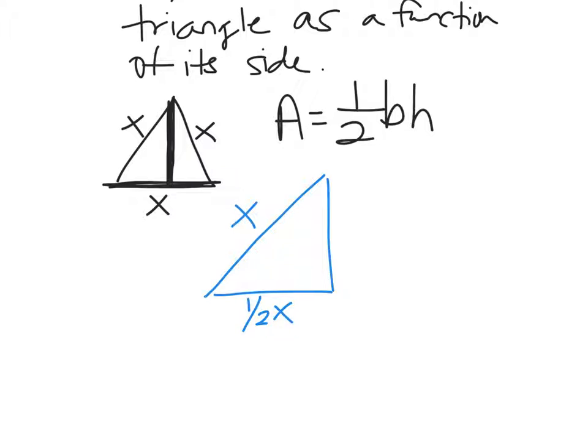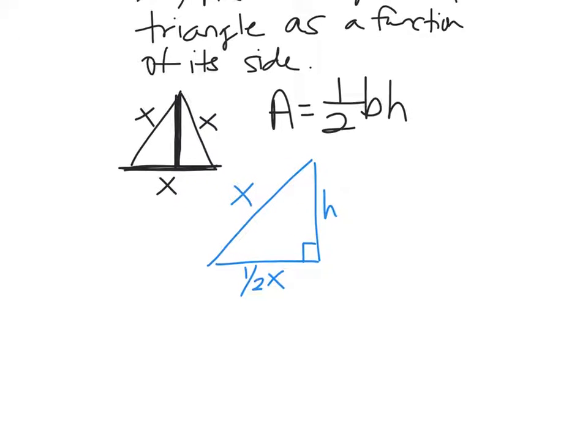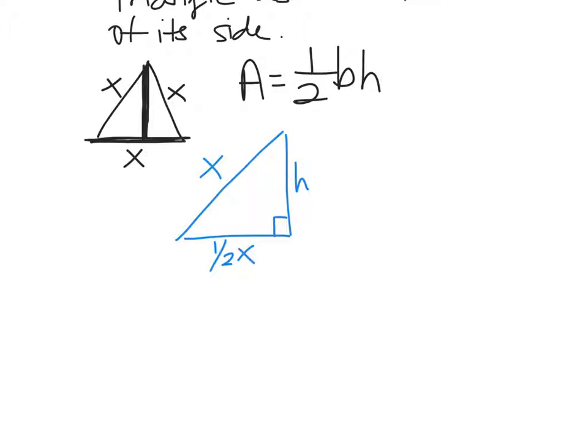This is x, and then this is the height, which I'll label as h. And I would do Pythagorean Theorem also. So Pythagorean Theorem would be h squared plus 1/4 x squared. You have to square 1/2 x. So a squared plus b squared equals c squared. And let's solve for h. That's what we want. So we're going to subtract 1/4 x squared to the other side.